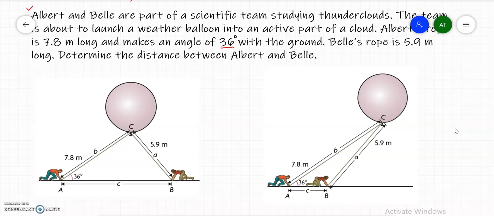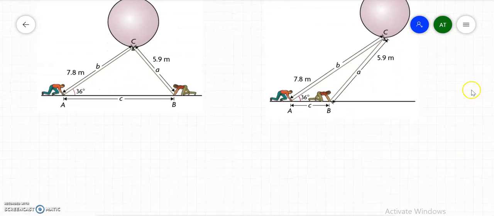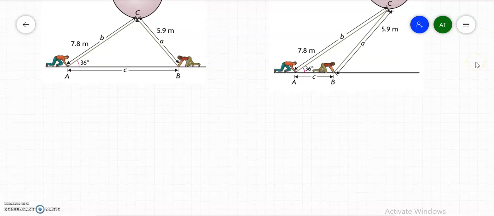A represents Albert, B represents Bella, and C represents the weather balloon. So 7.8 meters and 5.9 meters are the two sides, and 36 degrees is the opposite angle. So let's solve the first solution. Let me simplify the first triangle. We need to find the value of C.